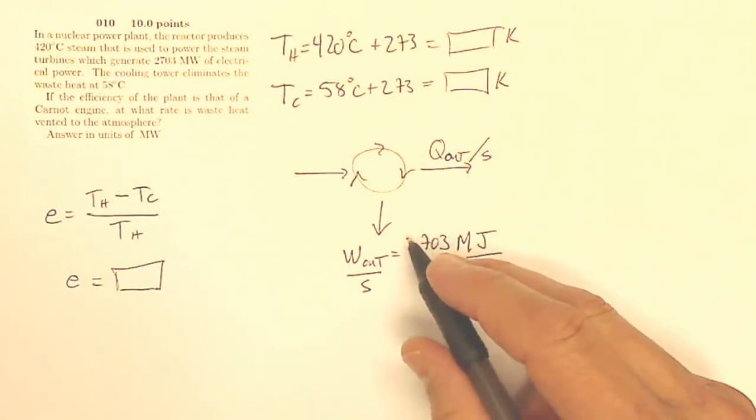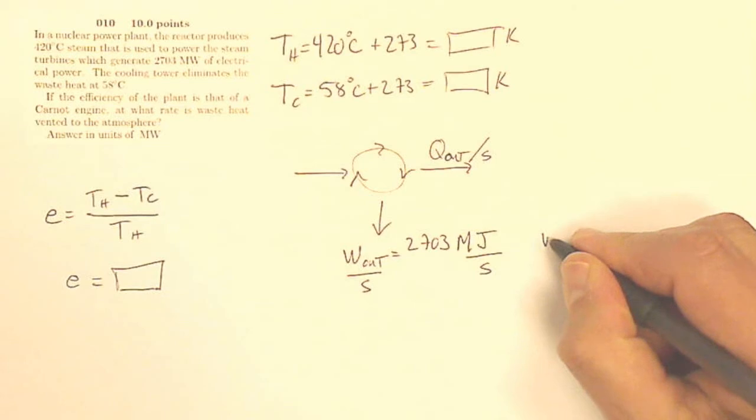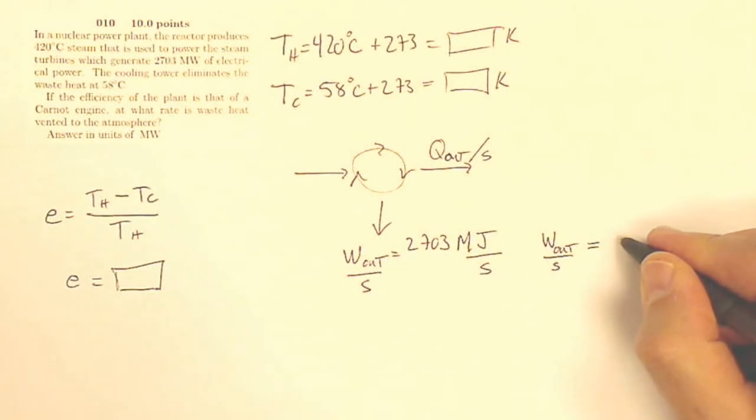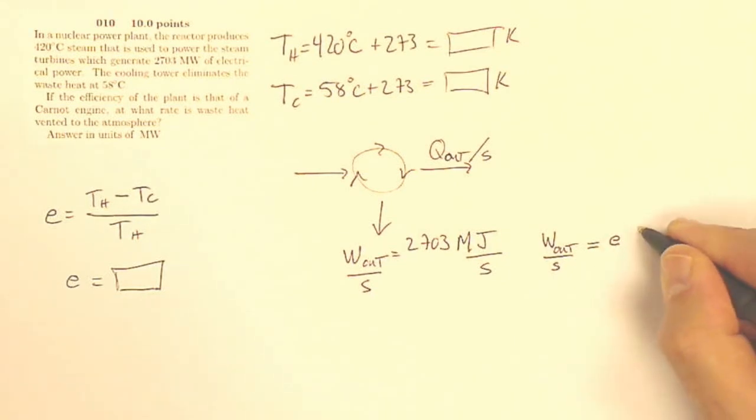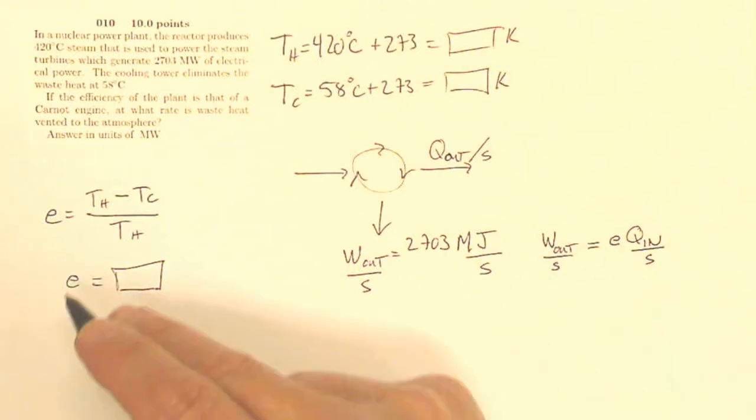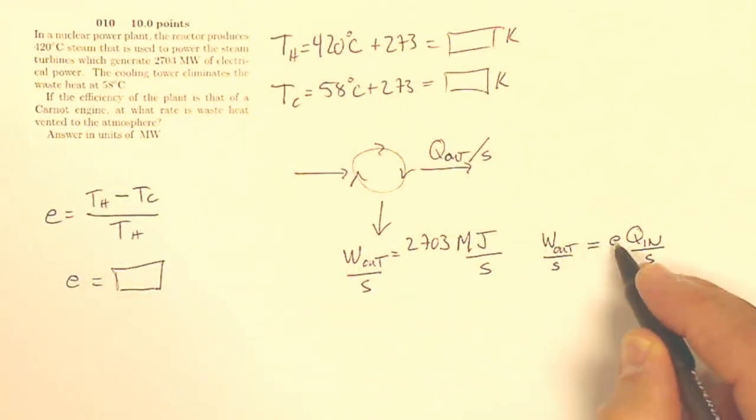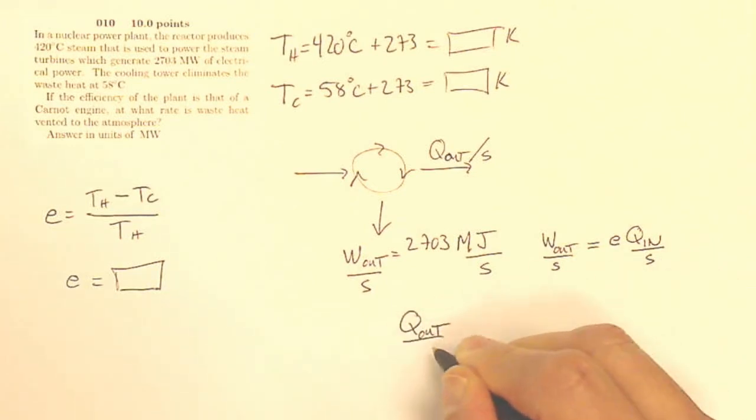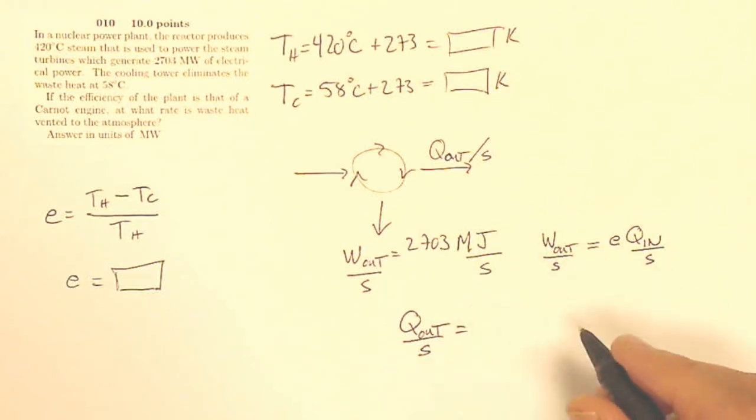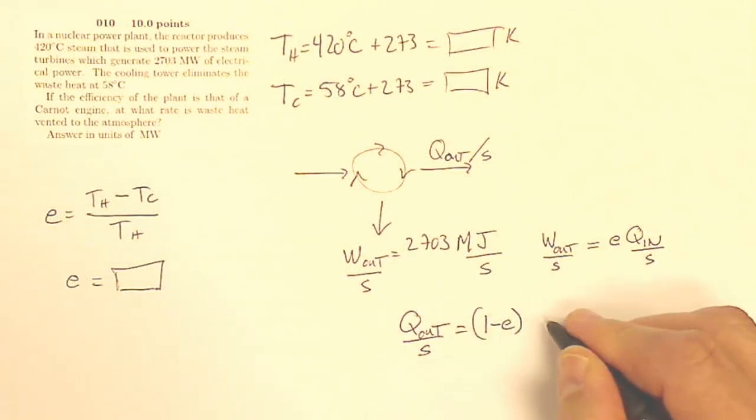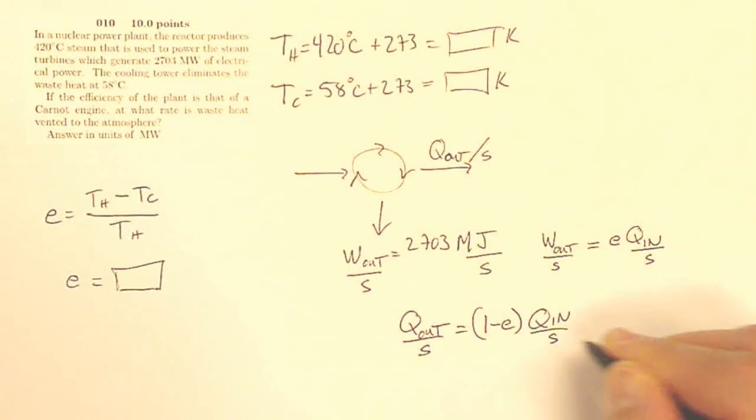So this tells me that my work out, and this is per second, is going to equal my efficiency times my Q in per second. So I'm just doing it per second because this is in watts instead of joules. So if I figured out my efficiency, there it is. So if I divide my work by my efficiency, I'll get my Q in. And then I know that my Q out, again per second, is going to be, we'll just say 1 minus my efficiency. It's my inefficiency times my Q in, again per second.